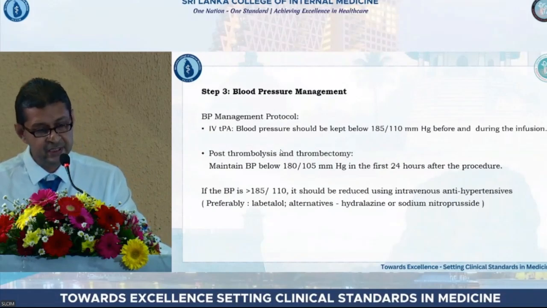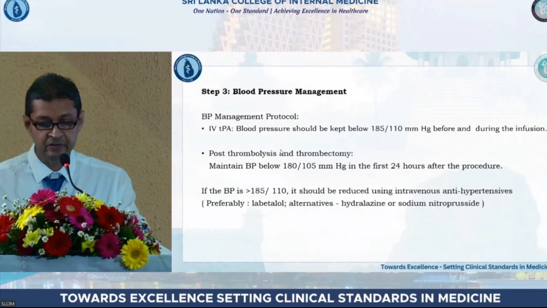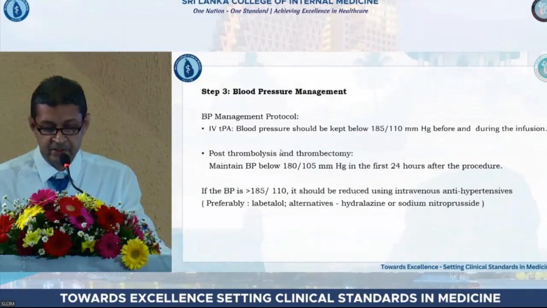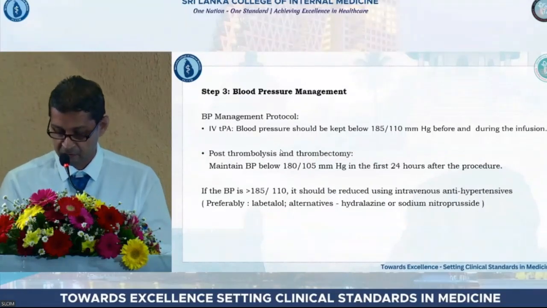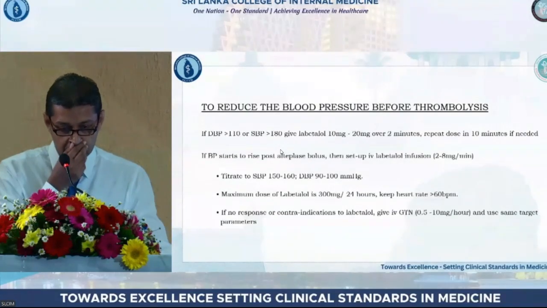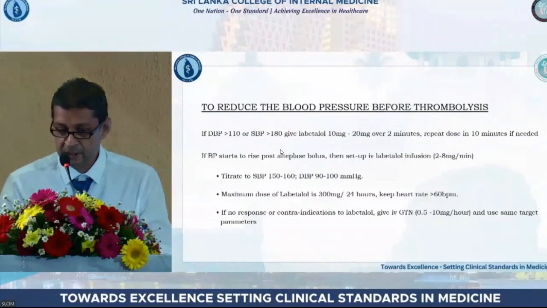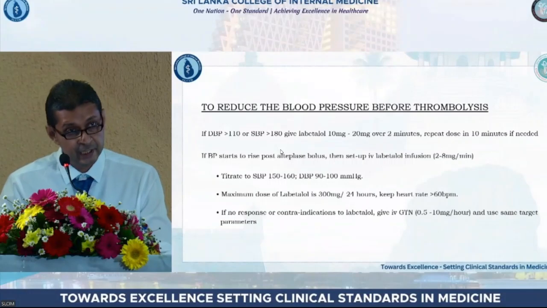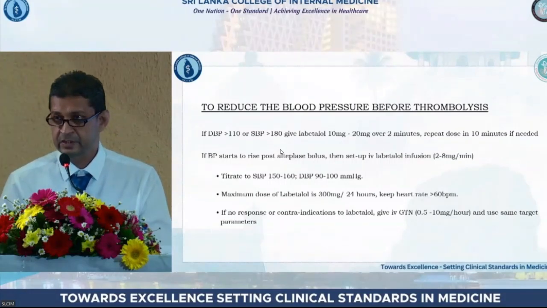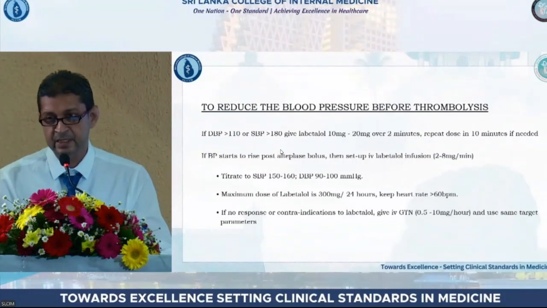If the blood pressure is high, we can use intravenous drugs to control blood pressure. Labetalol is the drug of choice. Labetalol can be given 10 milligrams or 20 milligrams over 2 minutes, which can be repeated in 10 minutes if needed.